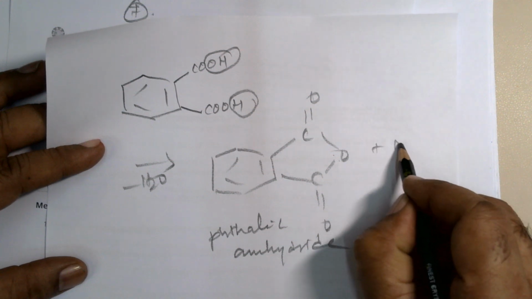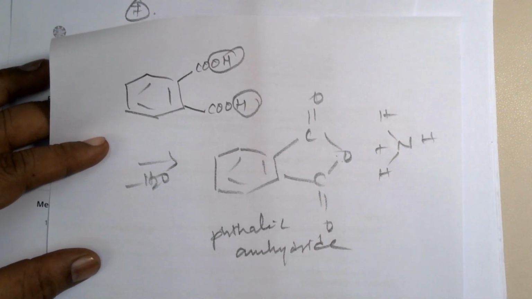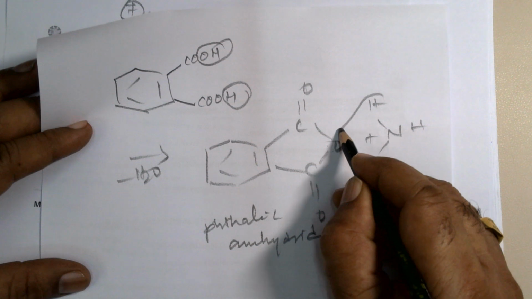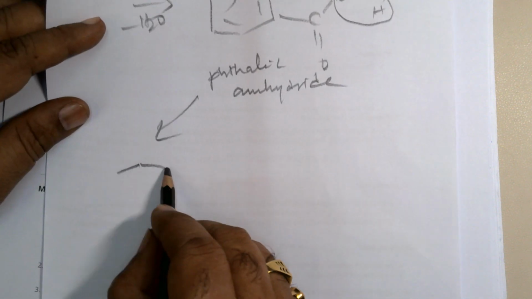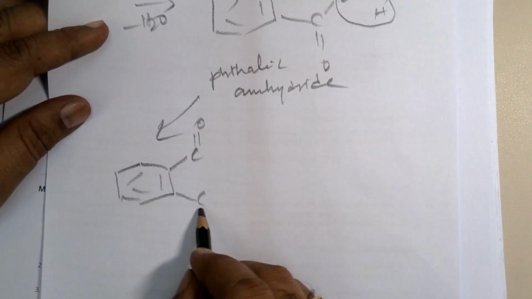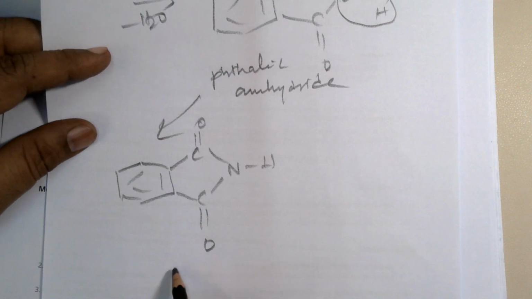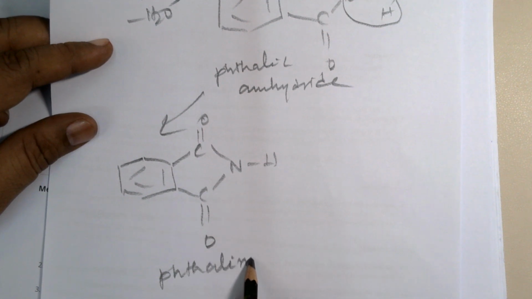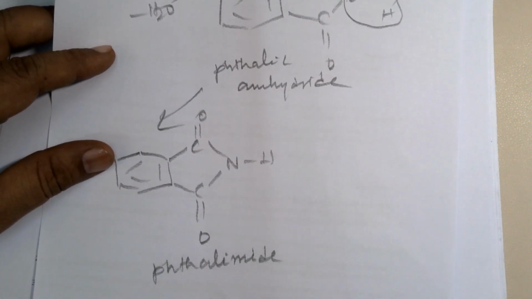So let me combine NH like this. This is ammonia. Now what happens here? They can combine like this to remove water so that you are able to get C double bond O, C double bond O, and then NH. This is known as phthalimide. Imide, phthalimide. Do you understand this?